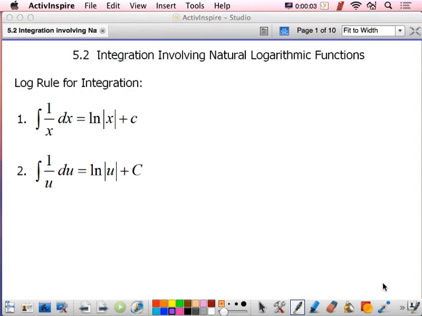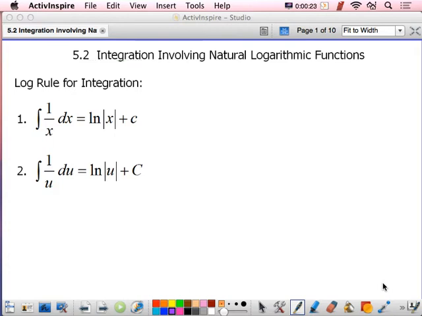Okay, so for section 5.2, we're going to be dealing with integration that involves natural logarithmic functions. And here's the log rule for integration. If you're trying to integrate 1 over x with respect to x, we know that 1 over x is the derivative of the natural log of x, right? So the integral of 1 over x has to be the natural log of x plus c.